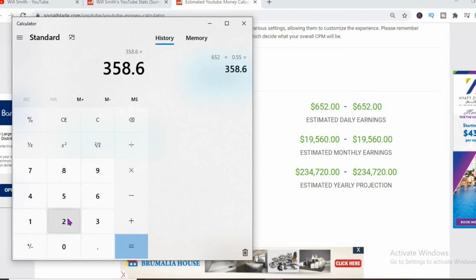And for the month, he'll be earning $10,040, and for the year $120,489.